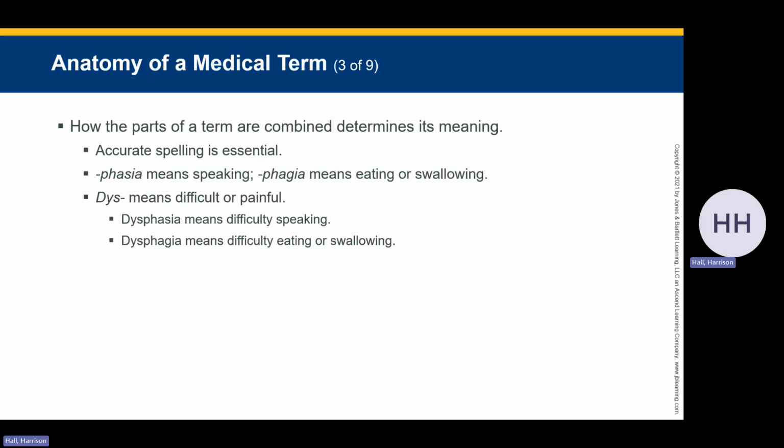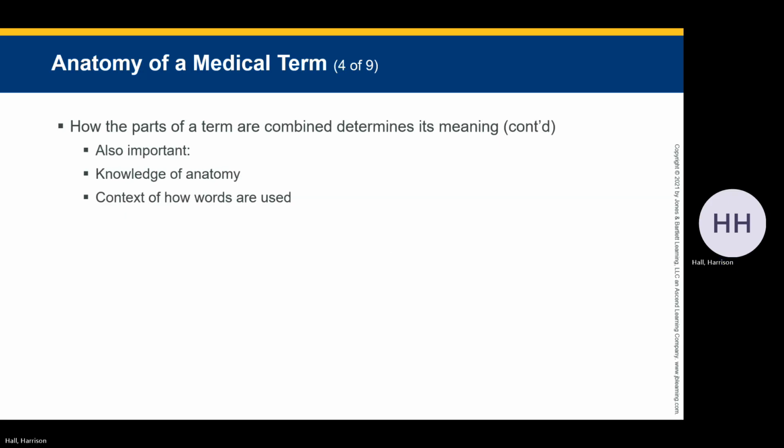Keep in mind that spelling is really important. You can see the example here between the difficulty speaking and the difficulty eating or swallowing. So dysphasia, difficulty speaking, we see this with strokes or someone who has had a stroke with some permanent deficits. You just change that S to a G, and now all of a sudden it means difficulty eating or swallowing. To be able to decode these, you're going to have a good knowledge of anatomy as well as some contextual things. So as you go on throughout this class and throughout your career, you'll be able to pick up on more of it.